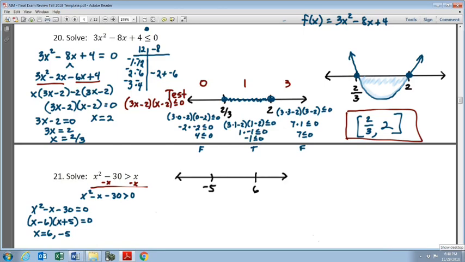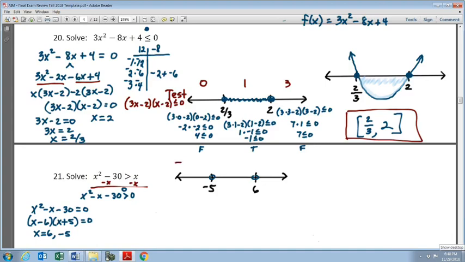So here's my number line. Now notice this time I want to know when x squared minus x minus 30 is strictly greater than 0. Where we're equal is not included in our solution. We want to know when x squared minus x minus 30 is greater than 0. So we're going to use open circles on the points here because these will not be part of the solution. Again, that's where we're equal to 0, which is not part of our solution.